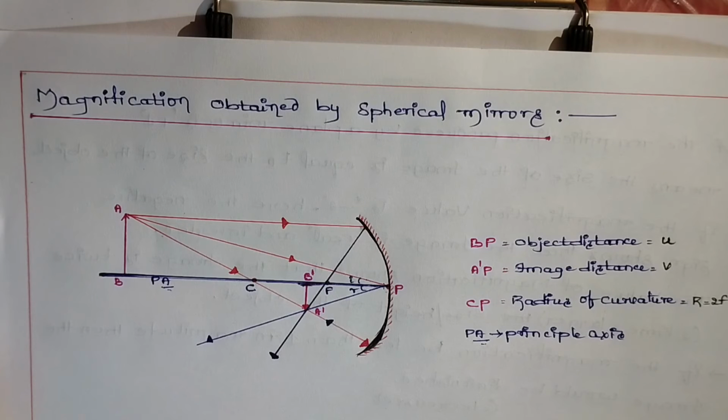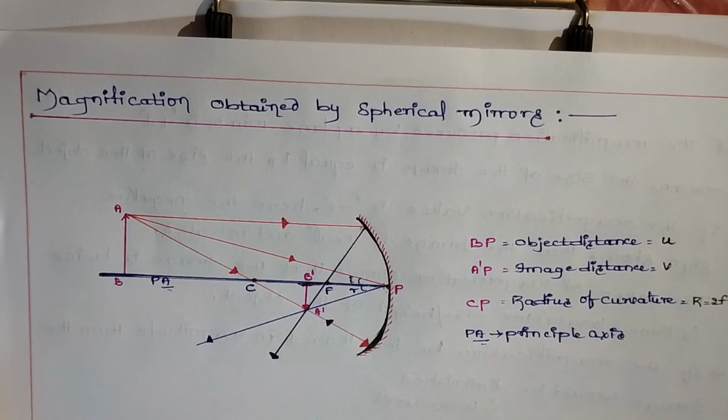Ratio means it compares the values, meaning how many times one number contains another, like how many times the image height is when compared to the object height. That is the ratio. Here also magnification is represented as the ratio of the height of the image to the height of the object, and it is also called lateral magnification, linear magnification, or transverse magnification.